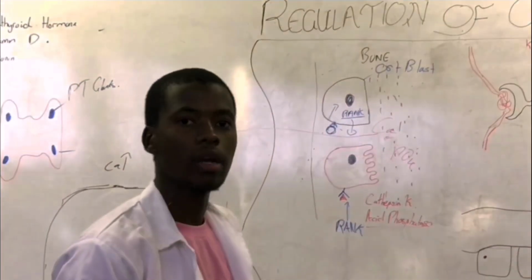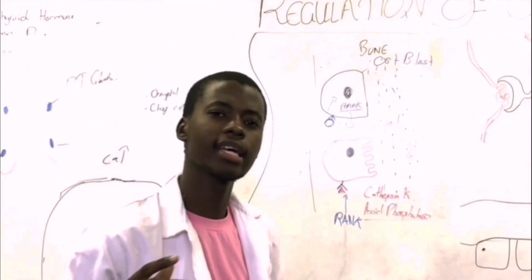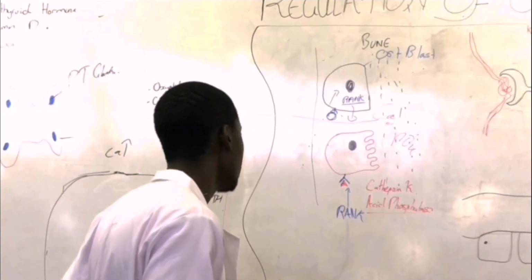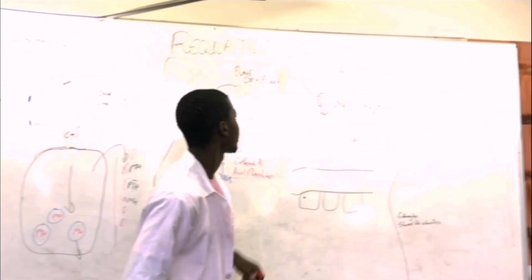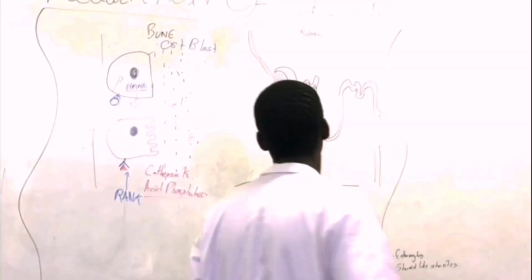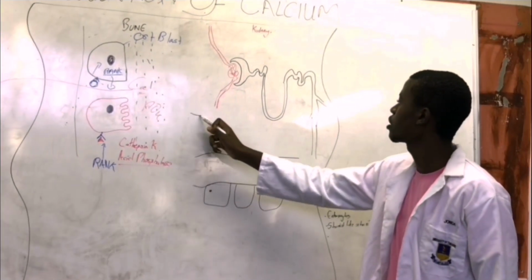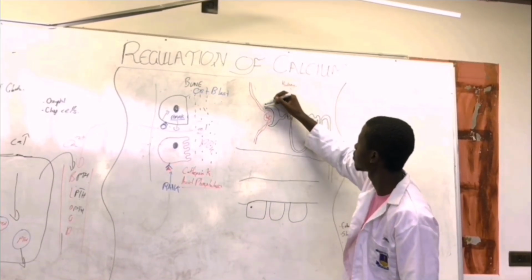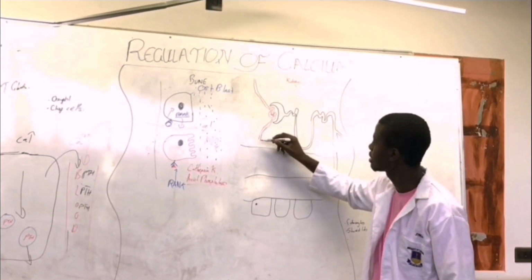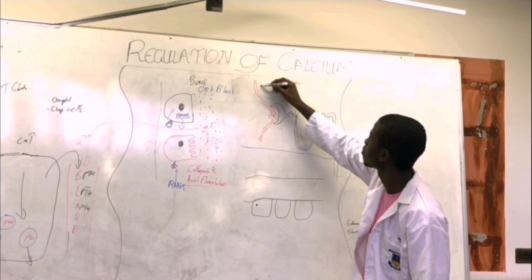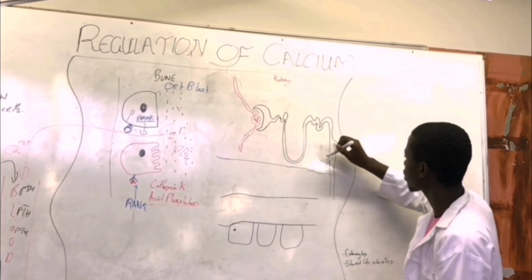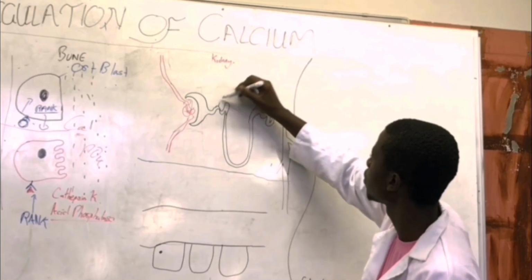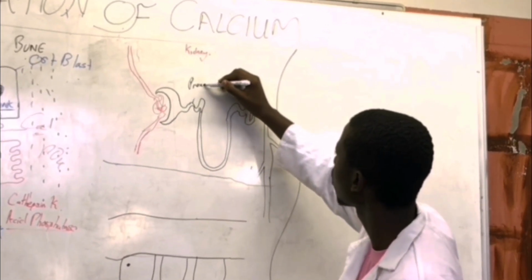The second one: we say parathyroid hormone acts on the kidneys. Let's move on to this third diagram. Over here you have a general structure of your nephron. These are your afferent arterioles, these are your efferent arterioles. The afferent ones bring blood towards this structure.